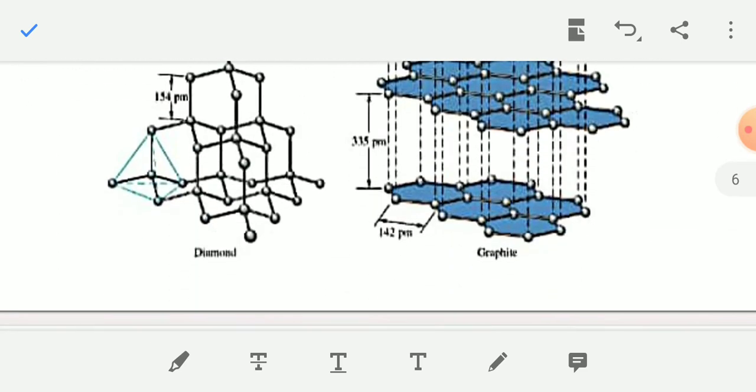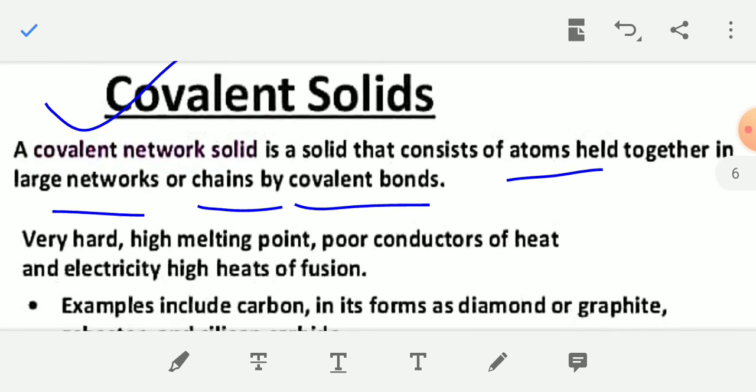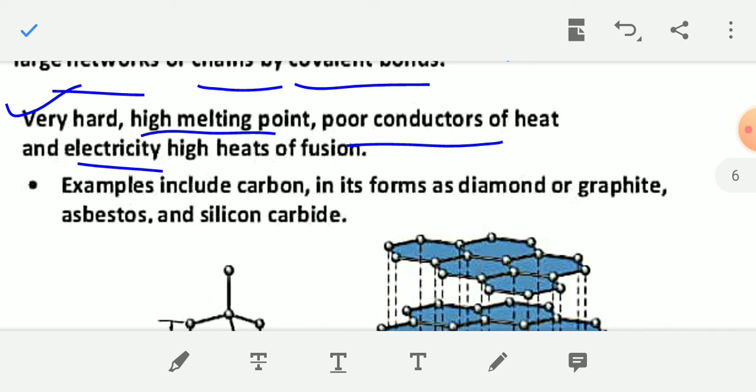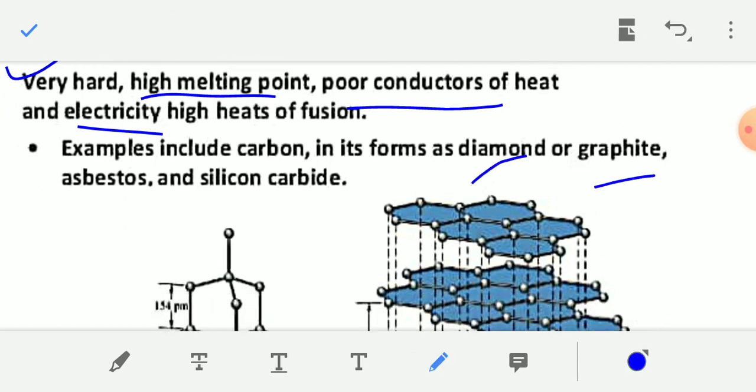First, see the examples of covalent solids: diamond, graphite, silicon carbide. These are examples of covalent solids. And now see the properties of covalent solids. They are very hard. Diamond is the hardest known substance, you know that. They have very high melting points. They are poor conductors of heat and electricity. The exception is graphite: although it is a covalent solid, it is a good conductor of electricity. So examples of covalent solids: diamond, graphite, and silicon carbide.